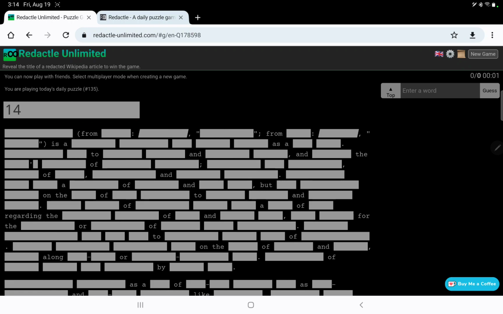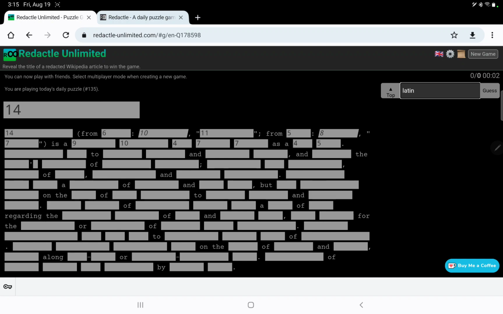We have a single word title with 14 letters, so my spidey senses immediately start tingling that this is going to be something scientific, which I do not like. From some language, 10, and then meaning 11, and then from 5, 8, 7 is a 9, 10, 4, 7, 7 as a 4, 5. I assume one of those languages is Latin? Yeah. What's the 6th letter?